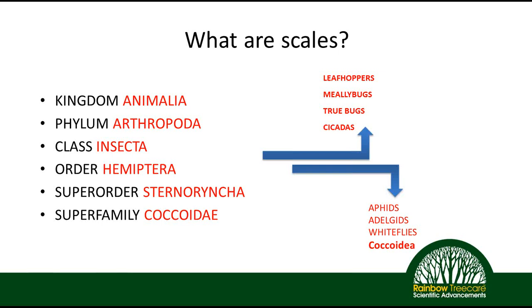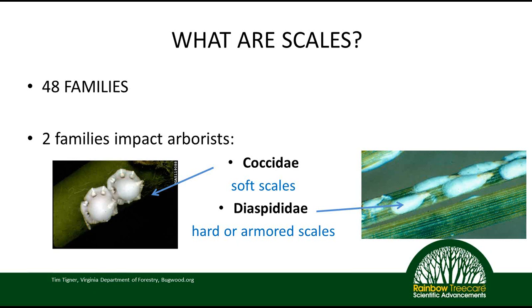There are 48 families of known scale insects, and if you take a look to the left and the right, their morphology is pretty different. It's pretty drastic. It doesn't really look like any other insects out there. However, there are two majorly important families to practitioners. Soft scales, which are in the family Coccidae, are soft, and you can tell if they're alive or dead by physically squishing them in your hand and seeing residue or dryness. Or Diaspididae, which are hard armored scales, which have a physical covering on top of them that you can remove to find the protected scale insect. And that morphology majorly impacts how we can manage the scale insect.